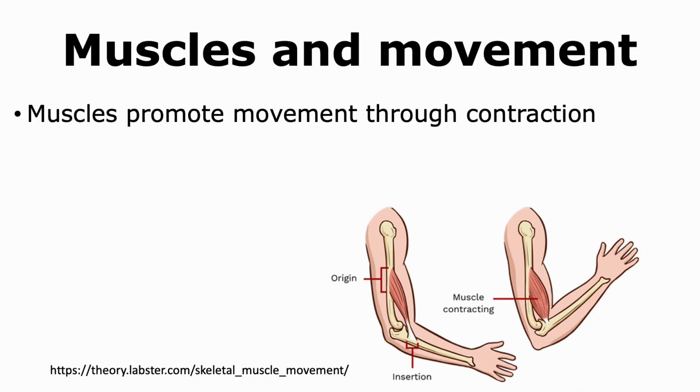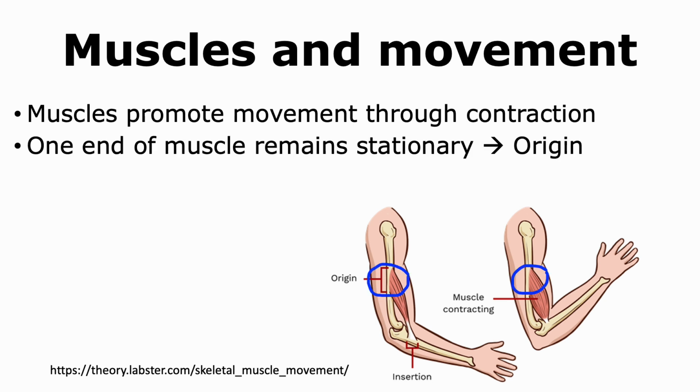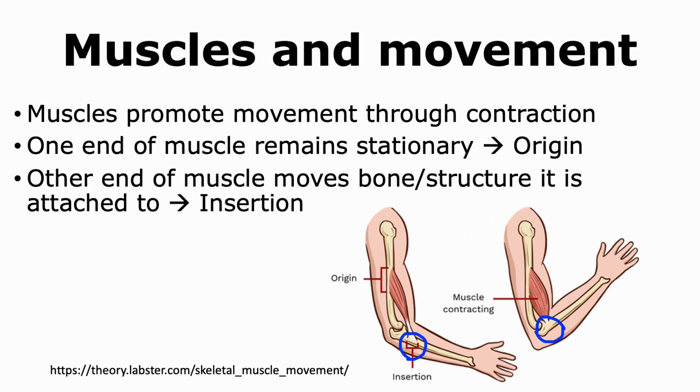Muscles are able to promote movement through the process of contraction. When we look at how the muscles attach to the endoskeleton, one end of the muscle remains stationary, which is called the origin, while another end of the muscle is able to move the bone or the structure that it is attached to. And this is called the insertion. When the muscle contracts, it generates a pulling motion that causes movement of the bone.